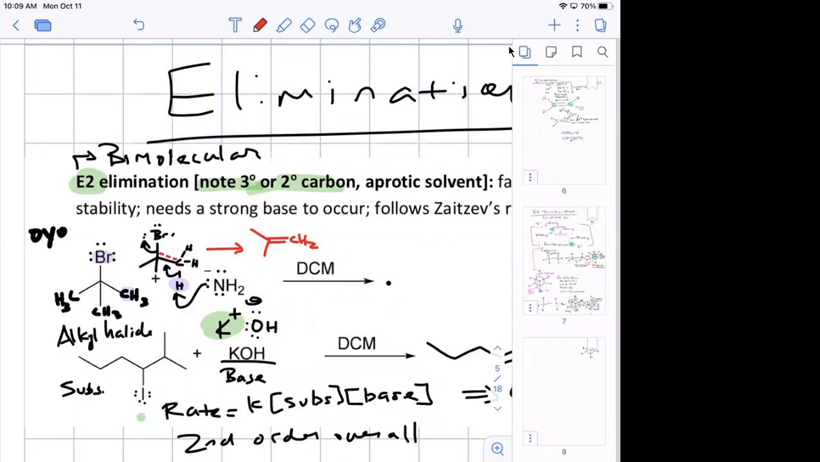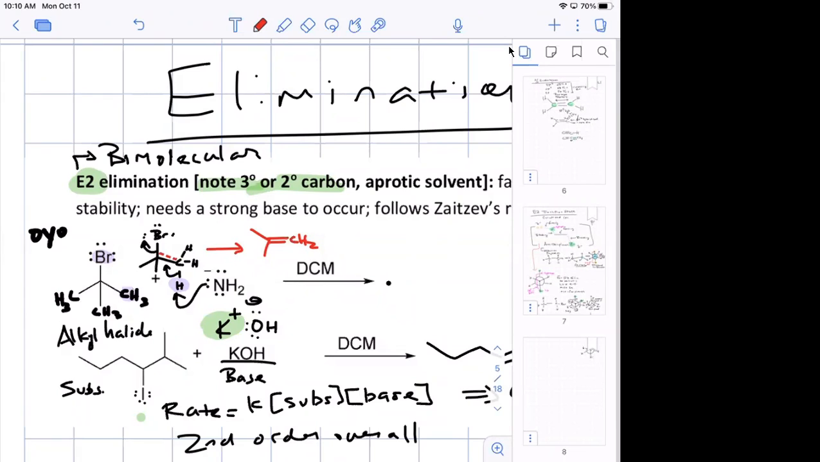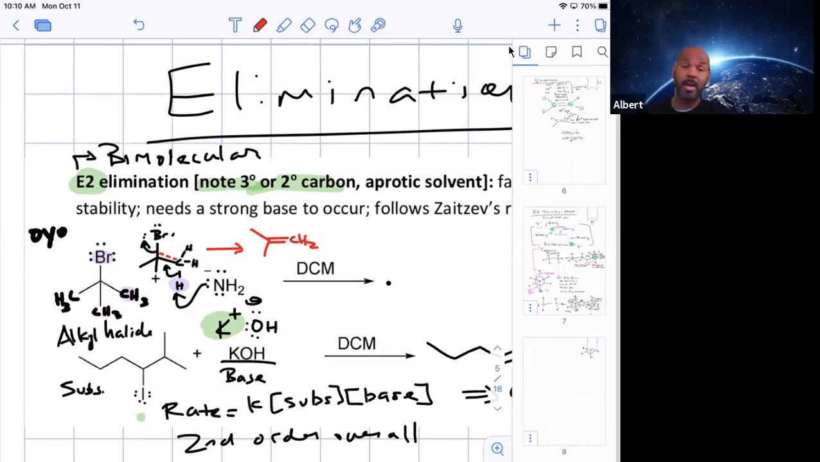How did you know which one was the alpha hydrogen again? Just find the carbon where your leaving group is, and the carbon next door to it, that's alpha. So the hydrogens on that carbon are going to be alpha hydrogens. So it could have been the one on the left too? It could have been any one of them because they're all equal.